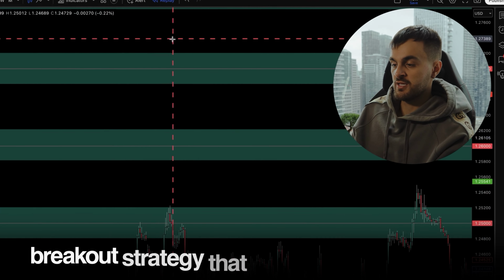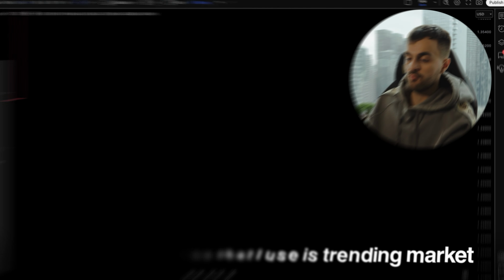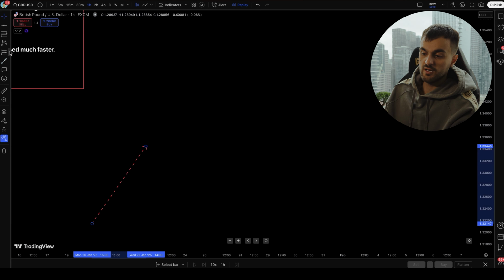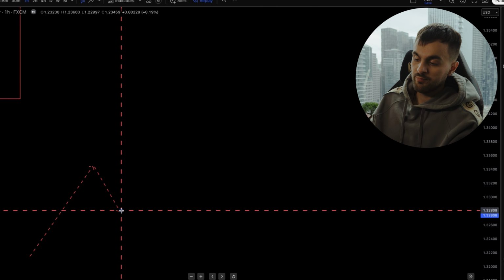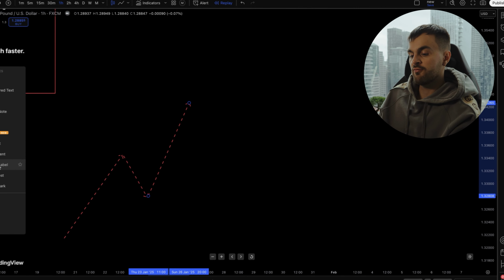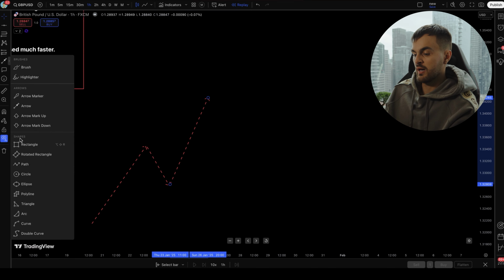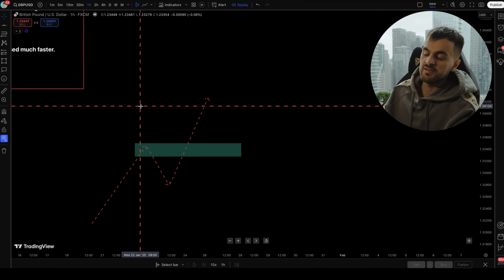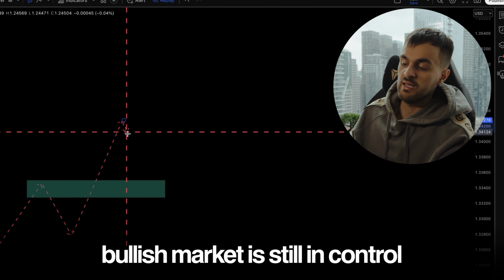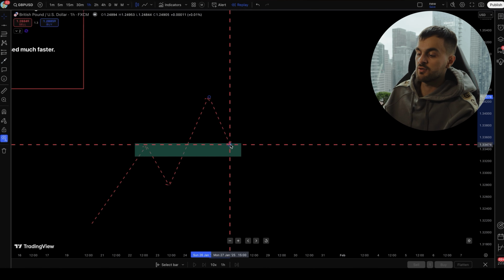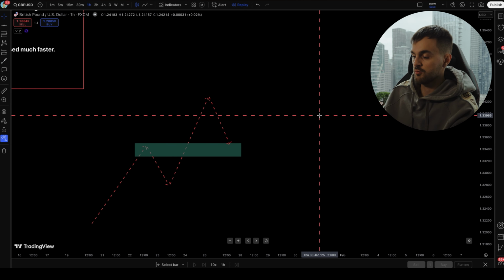So the breakout strategy that I use is trending market, right? What we're looking at is a market that's been trending, formed a resistance, and we're getting that breakout, a clean breakout through with enough volume to say, okay, this broke out the key level. That signifies that the bulls, so the bullish market, is still in control. All we're waiting for is a pullback to the breakout level.